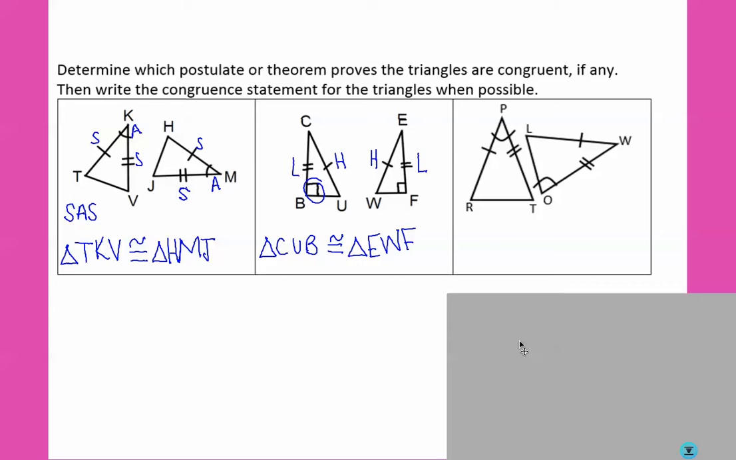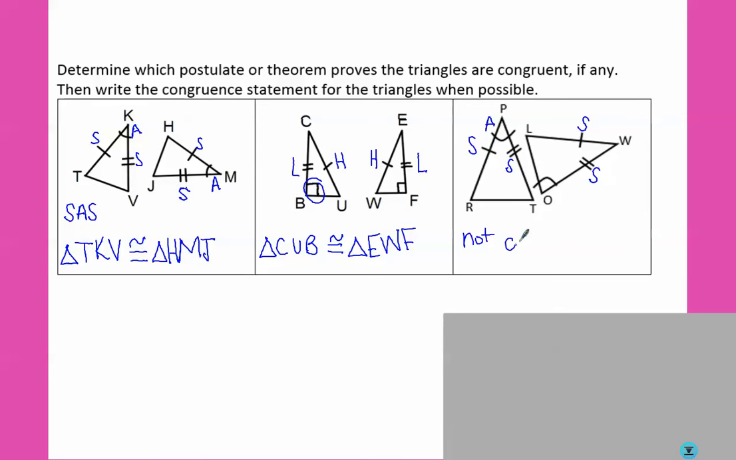And finally, our first triangle, we're given a side, then an angle, then a side. Here, we're given a side, then a side, then an angle. Here, the angle was in between. That would work. Here, the angle is not in between, and we know that doesn't work. So this one is not congruent.